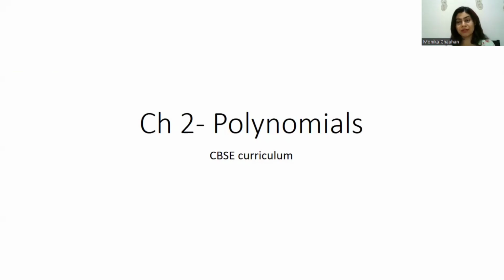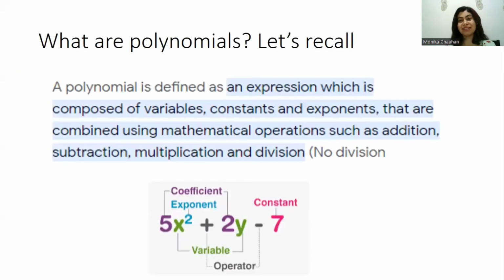So what is a polynomial? It is a simple algebraic expression. So let's begin with the definition of it and recall it. A polynomial is defined as an expression which is composed of variables, constants, and also separated by mathematical operators, addition, subtraction, multiplication, and division. So a very important part is that you understand how it looks like.